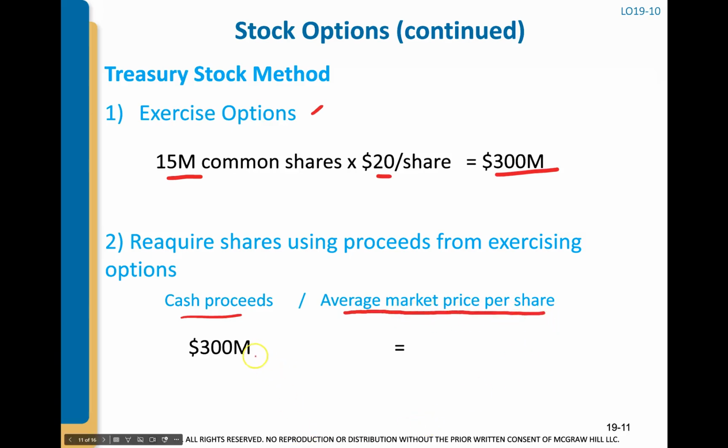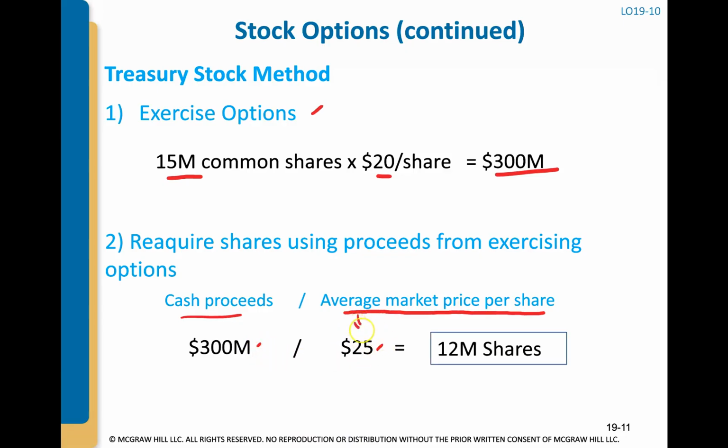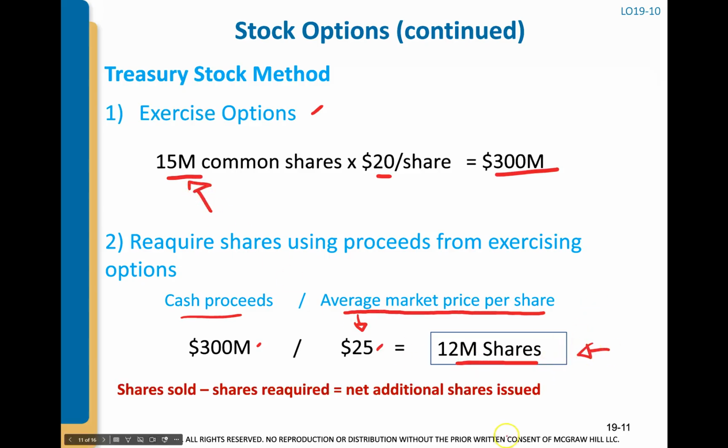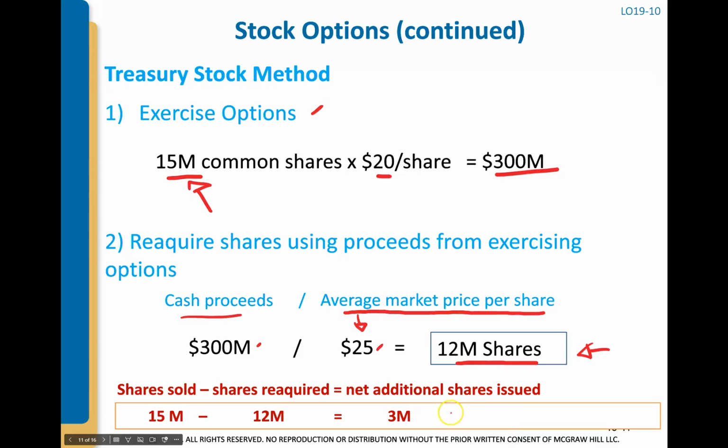So in this situation, we would take that $300 million divided by, we were told that the average market price per share was $25. So we would buy back 12 million shares. So now we've issued, right? We've sold 15 million shares, but we've purchased back 12 million shares. And so therefore, net, we've increased our number of shares outstanding by 3 million.